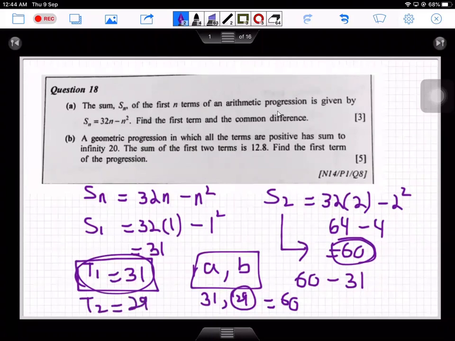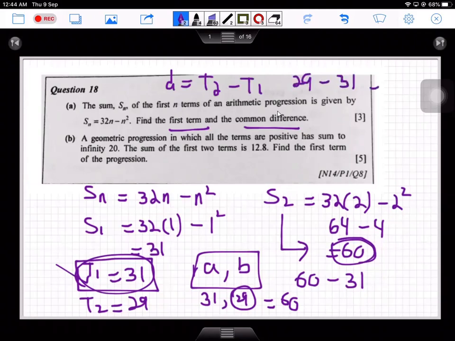Now what we need is the first term, which we have already found, that is 31, and the common difference. Since we know that the common difference is term 2 minus term 1, so 29 minus 31, the common difference is -2. This working is for 3 marks.